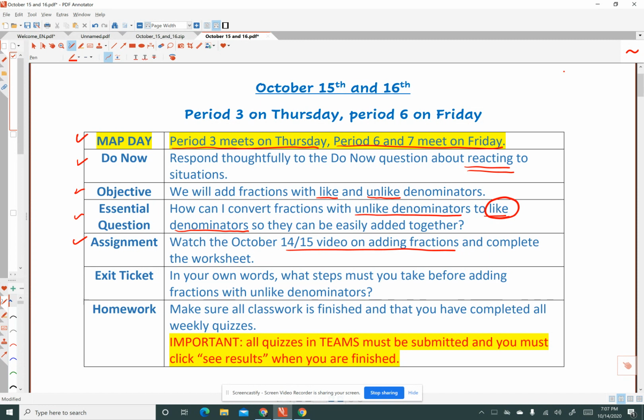Our exit ticket, I'd like you to write in your own words, what steps must you take before adding fractions with unlike denominators? We had a quiz yesterday, a short one. I noticed that a lot of you did not turn it in. Make sure that you click see results to turn the quiz in Teams, and that way I can grade it and we can give you credit for that hard work.